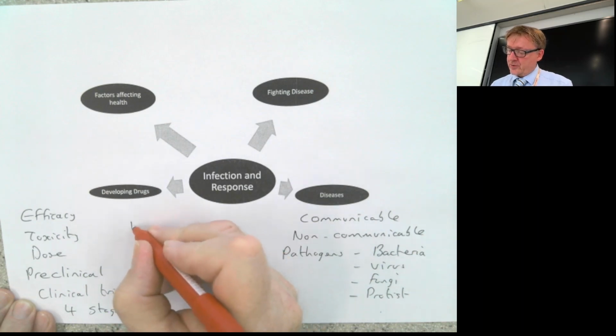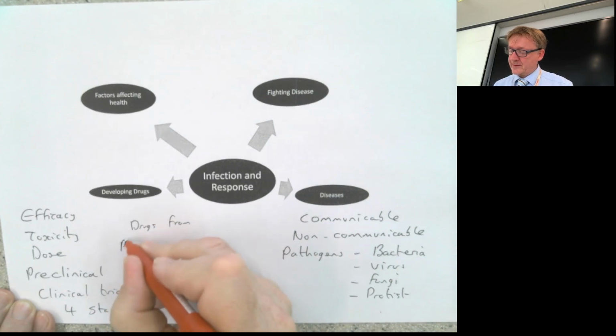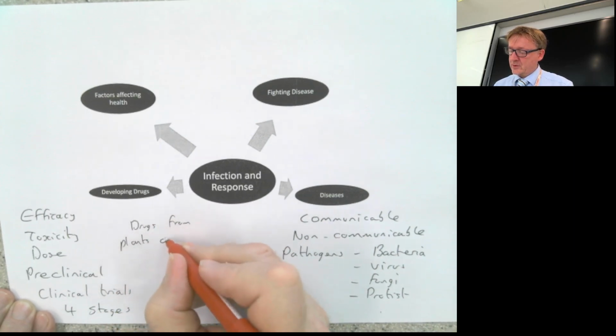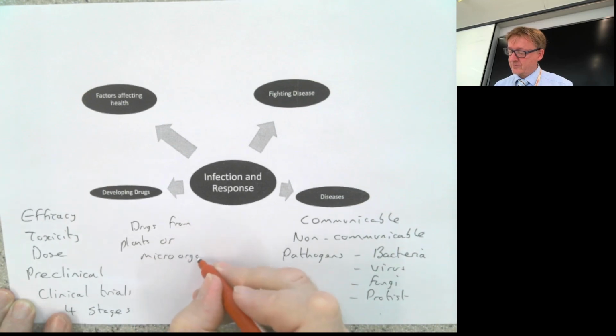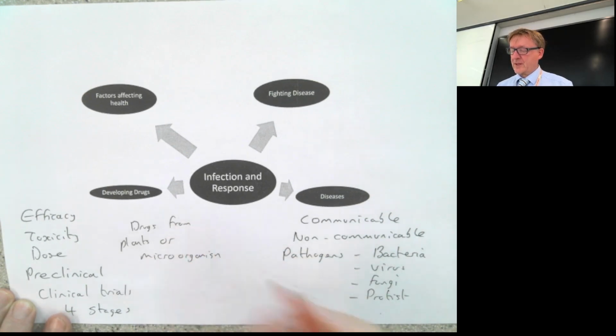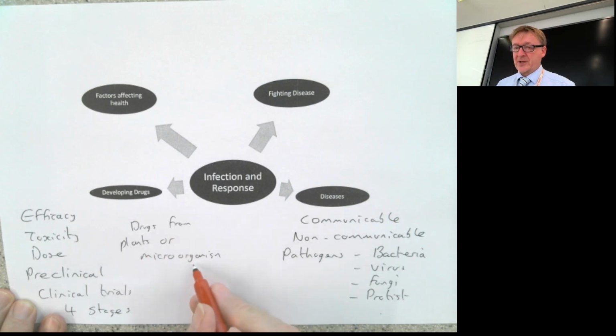There are also drugs from plants or microorganisms. The best examples of this from a plant: we've got aspirin, which is from the willow tree, and digitalis, which is from the foxglove. The microorganism one is antibiotics.